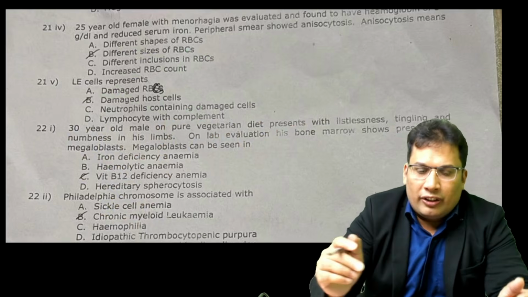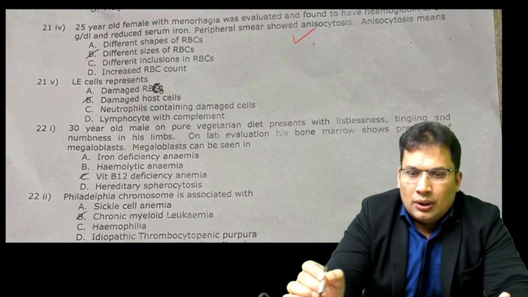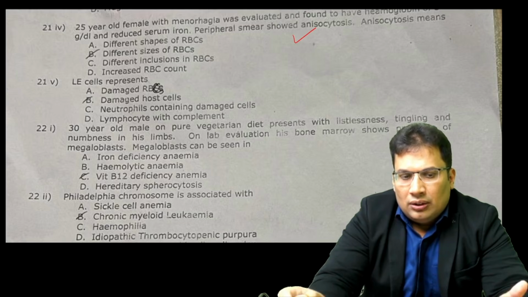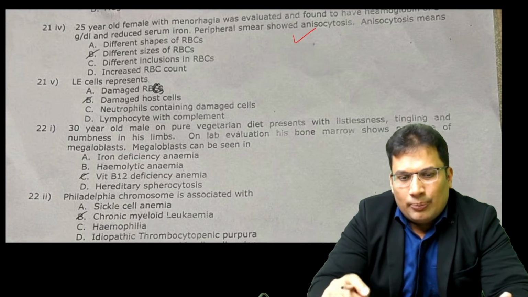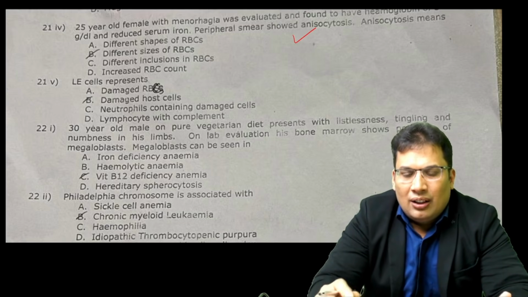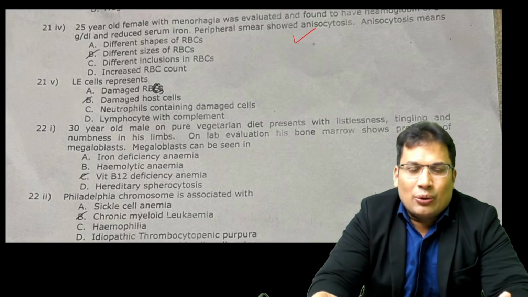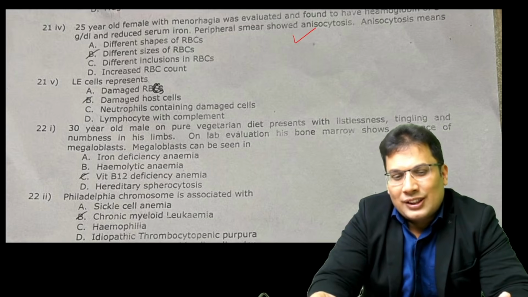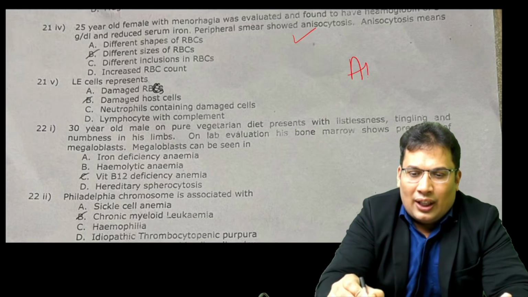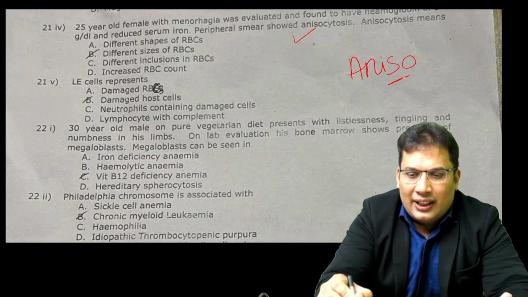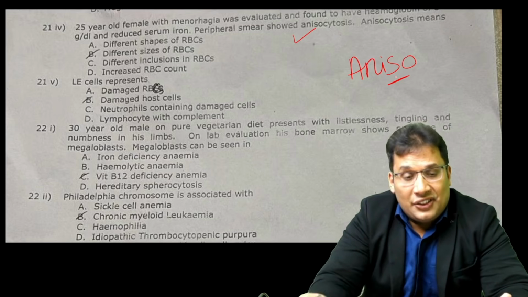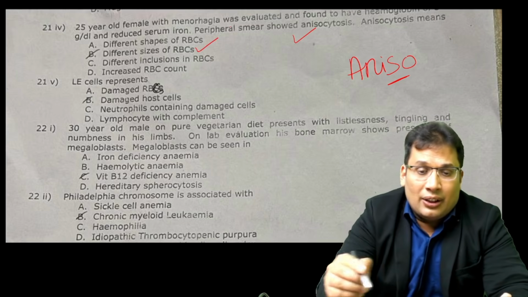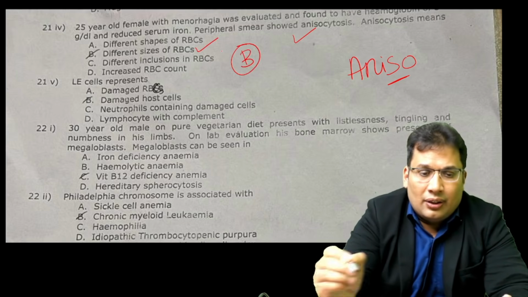A 25-year-old female with amenorrhea was evaluated, found to have low hemoglobin and reduced serum iron, probably iron deficiency anemia. The peripheral smear showed anisocytosis. The question is very simple. Anisocytosis means, I remember it like this: S for size in aniso, and poikilocytosis is basically shape. So this is different sizes of RBC seen in iron deficiency anemia. B is the answer.